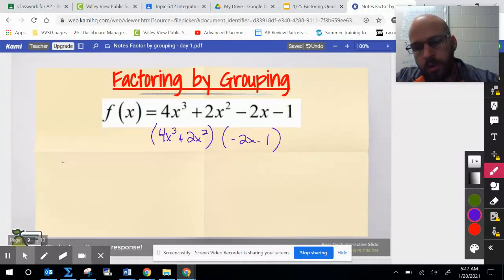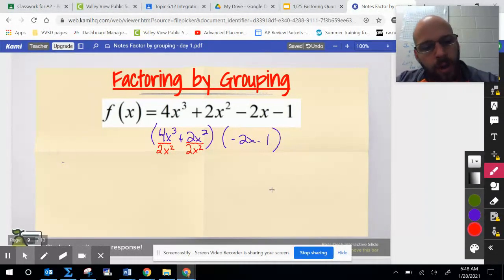What I'm going to do is I'm going to look at the first group. And I'm going to find the greatest common factor between those 2 terms. Now, I've noticed the first term is 4x cubed. The second term is 2x squared. So I know I can divide both by a 2. And both of these have x's. And not only do they have one x, but they both have at least 2.